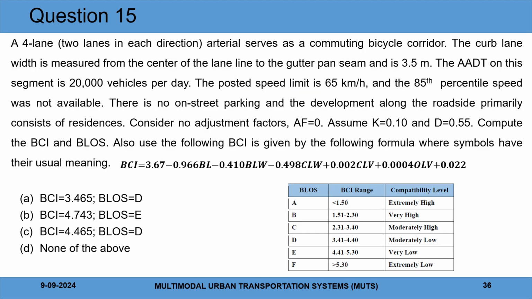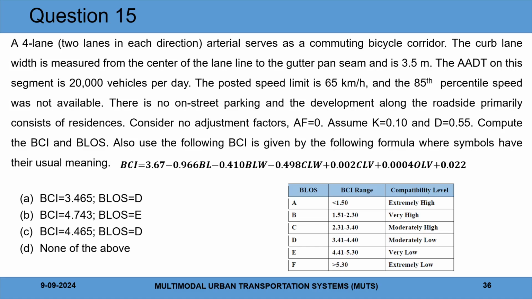Next is a 4-lane arterial that serves as a commuting bicycle corridor. The curb lane width is measured from the center of the lane line to the gutter pan seam and is 3.5 meter. The AADT on this segment is 20,000 vehicles per day. The posted speed limit is 65 km per hour and the 85th percentile speed was not available. There is no on-street parking and the development along the roadside primarily consists of residences.